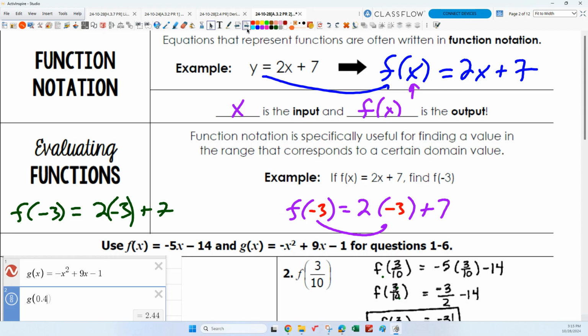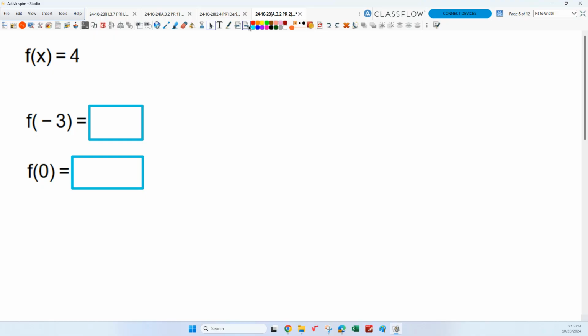But look at this example. Are there any x's in the equation? No. The output is always 4. It doesn't matter what x is. The output is always 4 because there are no x's for me to plug a value in. f of any input value, any real input value, is going to be 4.